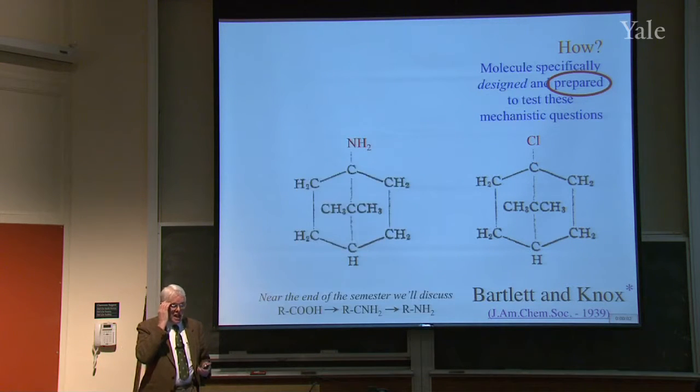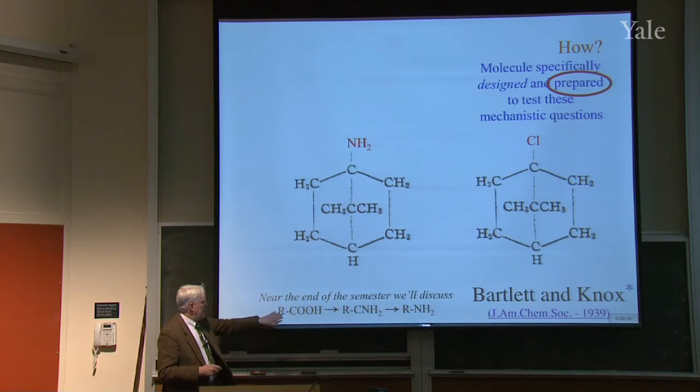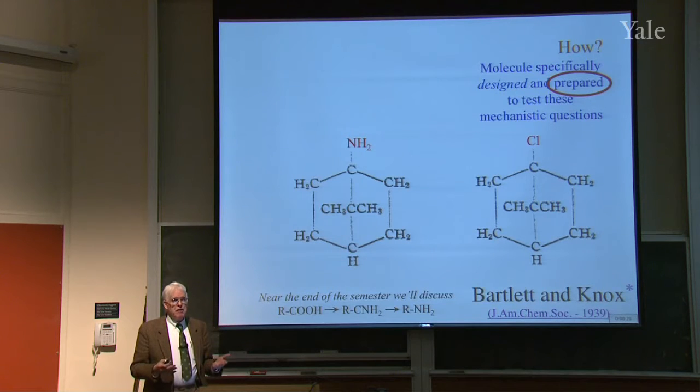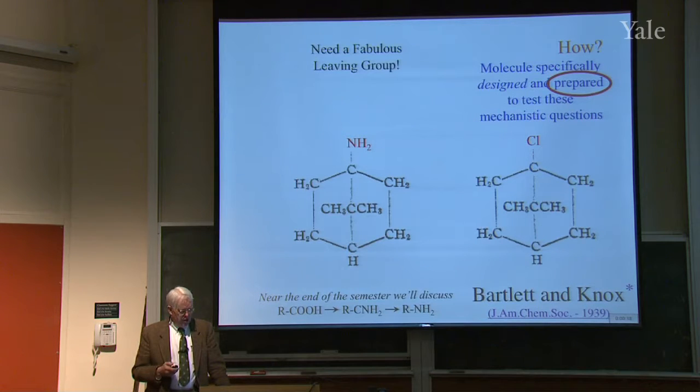Well, they started with this amine. Actually, they started with a product that already had the carboxylate group in there, and they converted that to the amine by a reaction we'll discuss later in the semester, in the last quarter of the semester. But they had this compound available. How do they replace NH2 by Cl? NH2 is a crummy leaving group, and even a better leaving group like chloride, what they showed was that it doesn't undergo substitution. So how do you put chloride in place of the NH2? You need some fabulous leaving group if you want to be able to do something at the bridgehead. Okay?